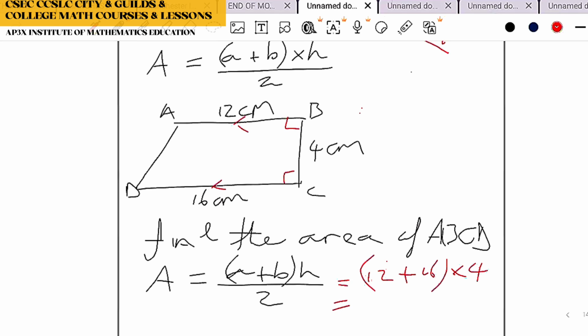Yeah. We're doing the top part first. So we have 28 centimeters times the 4. Now we have 120 centimeters. Oh, sorry, correction, 112. Yes. Now we're going to divide by the 2. Awesome. And we have 56 centimeters squared. Square centimeters. Yes, sir. Thank you very much. Appreciate that.